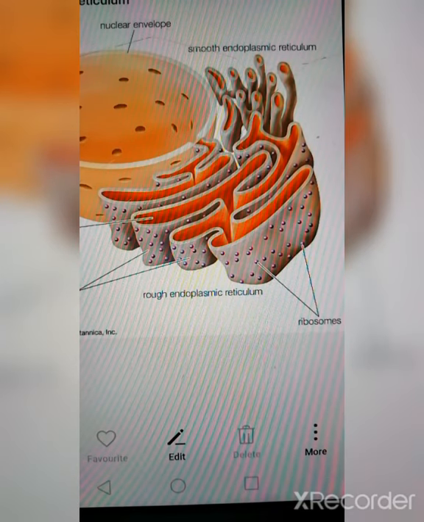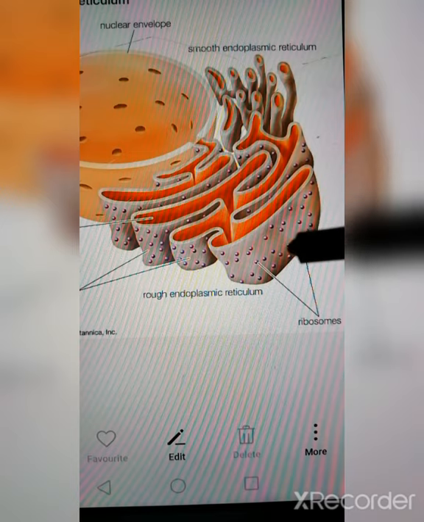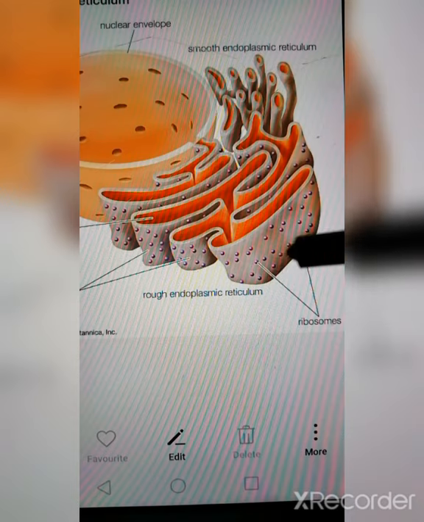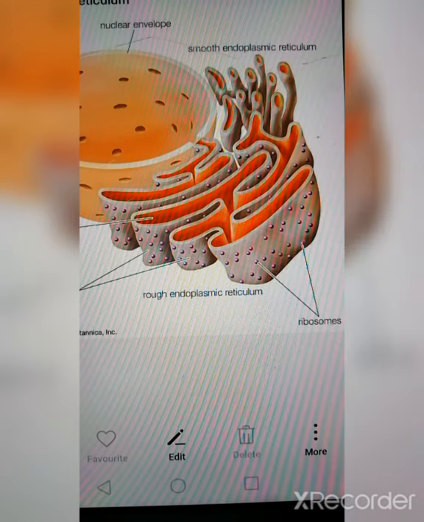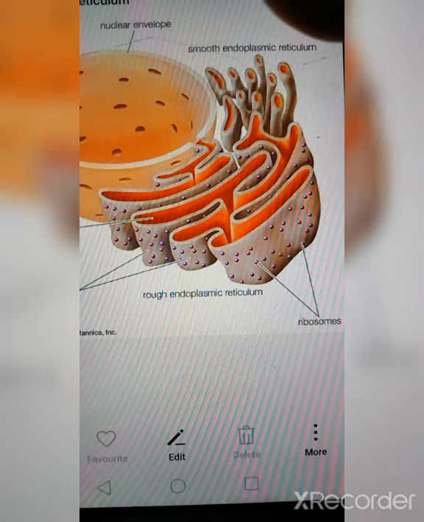Hello friends, in the previous video we studied the endoplasmic reticulum, and there are certain granule-like structures on the endoplasmic reticulum which are known as ribosomes. Ribosomes are the place where the manufacture of proteins and lipids takes place. We will move on to the next organelle, which is the Golgi complex or Golgi body.